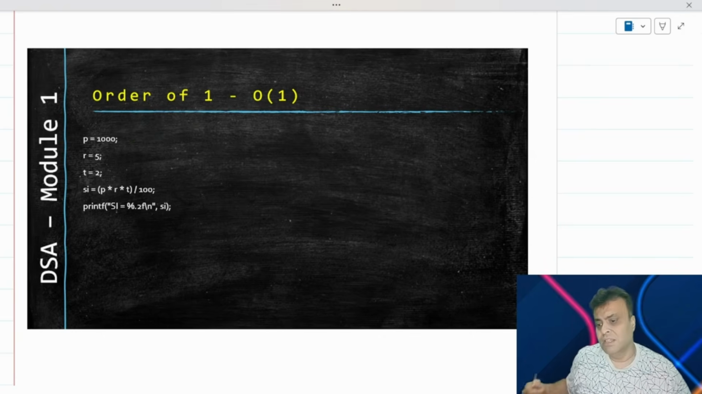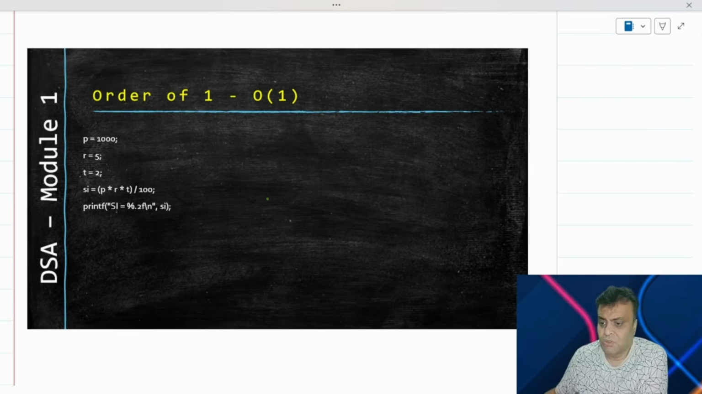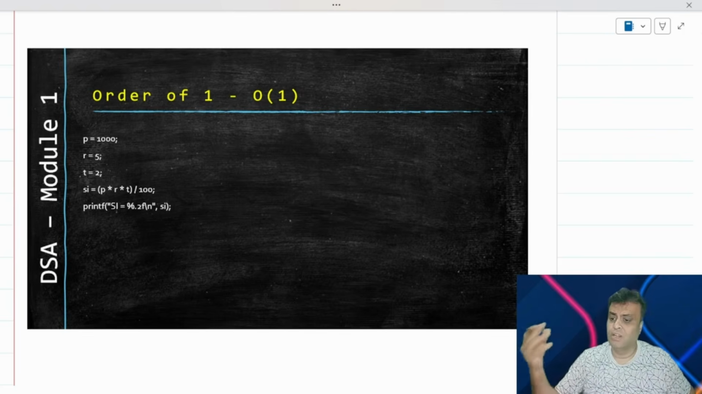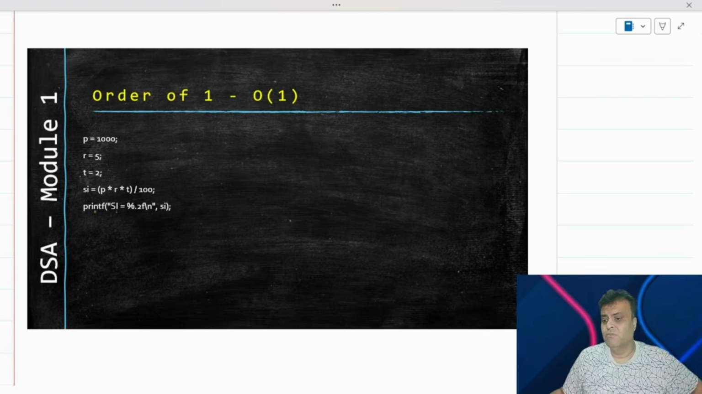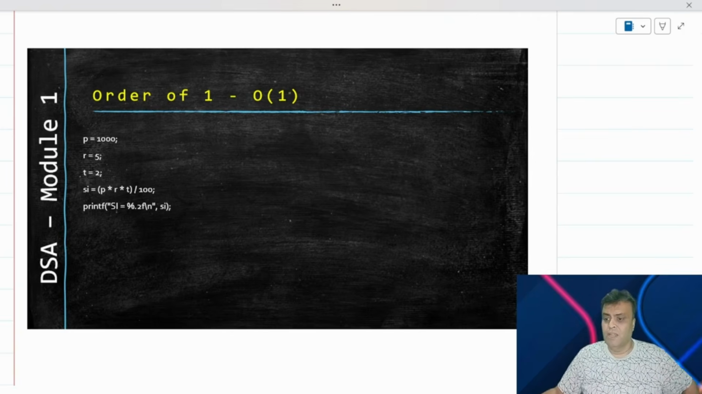This is basically a simple interest calculation program. And intentionally, I have kept the implementation language vague. I have not mentioned whether we are defining an int or a float, or what kind of language. Yes, we have printf, from where you can deduce that it is probably the C language, but I'm trying to keep it language agnostic. So let us understand what will happen from a time complexity standpoint.